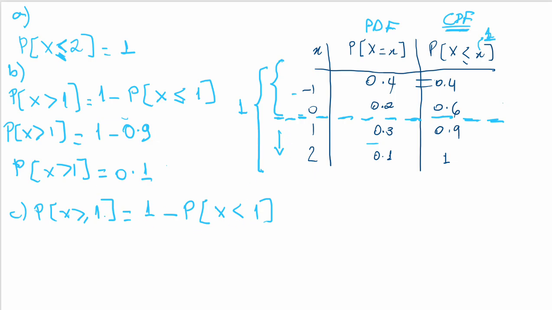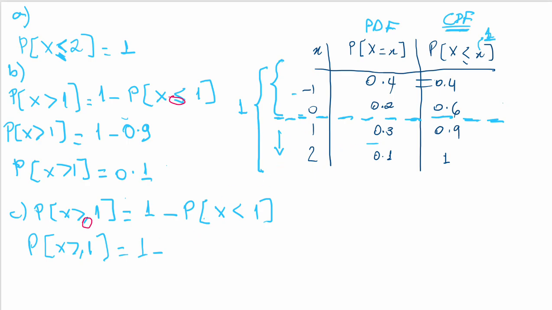Okay? So if I have the equal sign on the left-hand side, I don't have it on the right-hand side. Okay? So now we just carry this on. It's 1 minus. Well, what's the probability of x being less than 1?